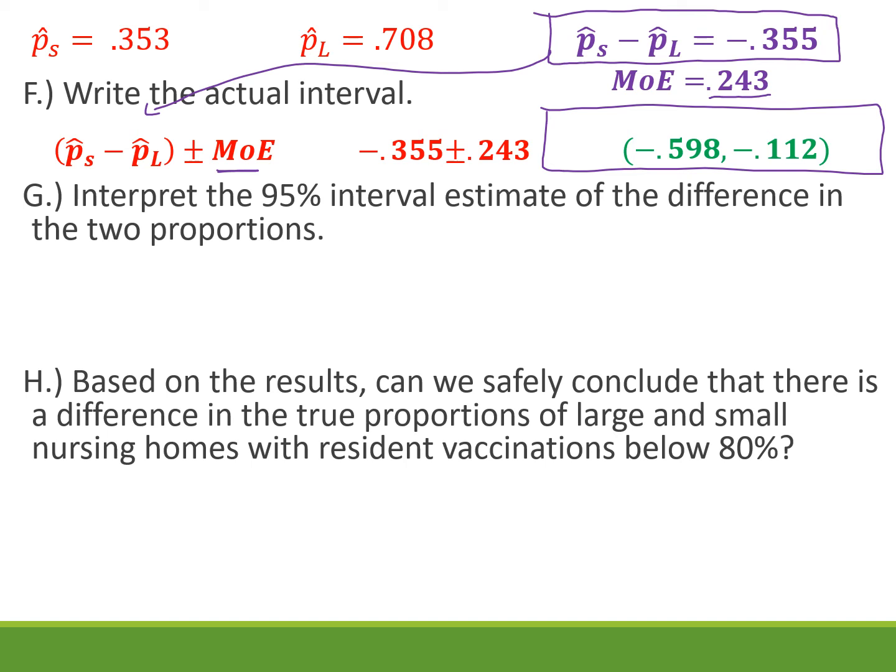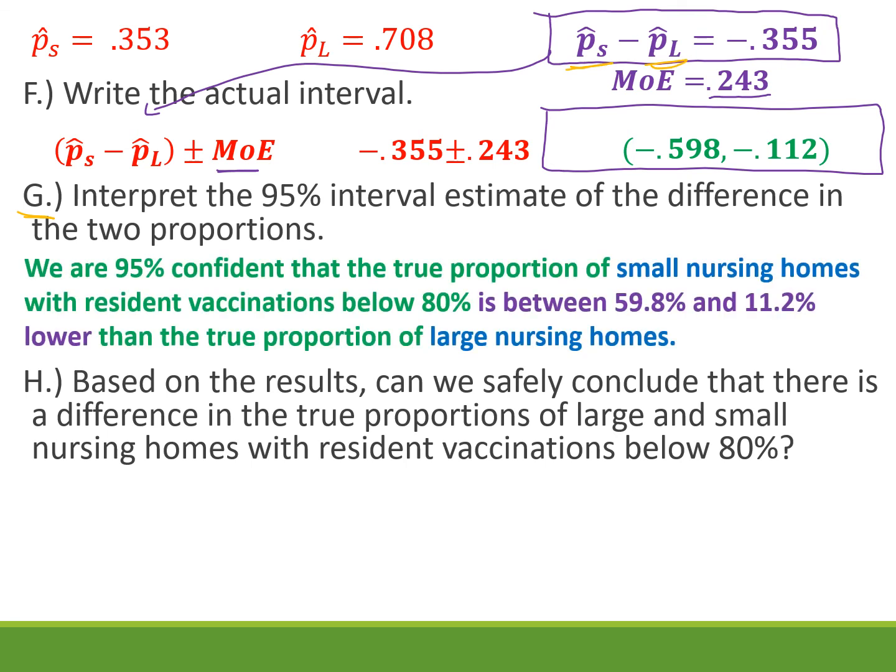Part G. I had mentioned on a previous slide that the order here is important, and this is where that comes into play. This is what our answer is going to look like. We are 95% confident that the true proportion of small nursing homes with resident vaccinations below 80% is between 59.8% and 11.2% lower than the true proportion of large nursing homes. So here's how we craft this answer. First off, this word lower is because both of these are negative. It would be higher if they were positive.